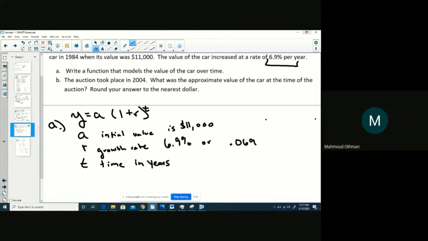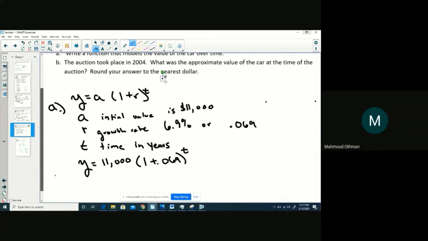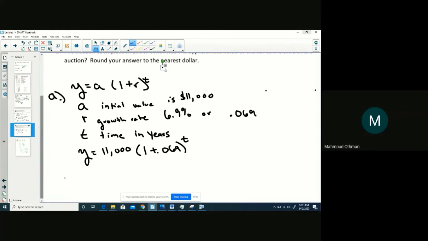So now I can put that together to write my function. y equals my starting amount times my growth factor raised to the amount of time, which is going to be y equals my starting amount, or initial amount, 11,000 times 1 plus my growth rate, which is 0.069, to the time in years, which is going to be my function that models the value of the car over time.